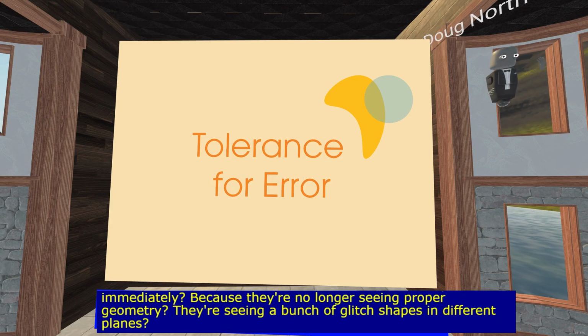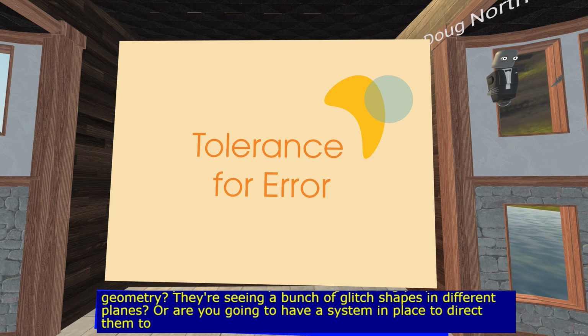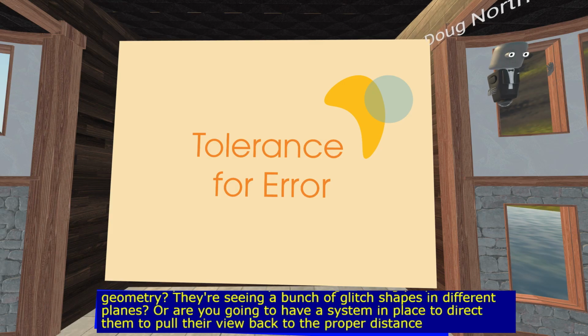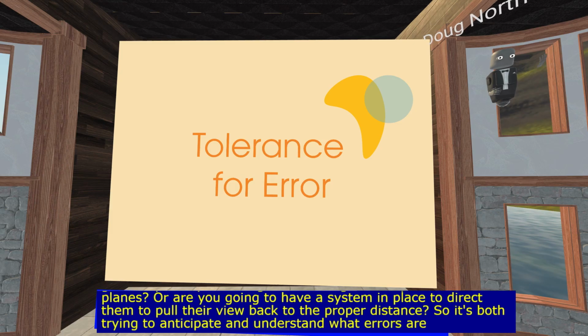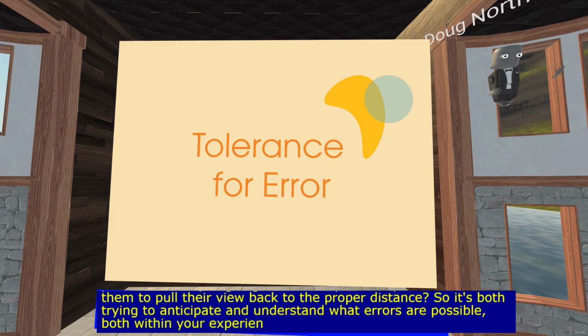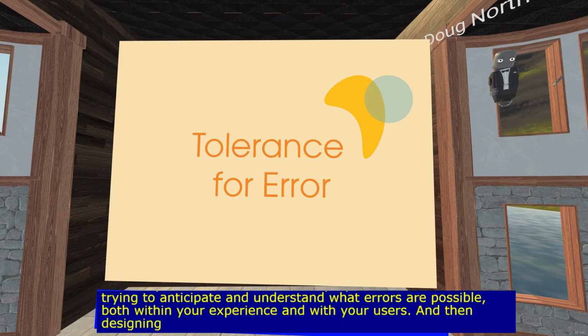Or are you going to have a system in place to direct them to pull their view back to the proper distance? So it's both trying to anticipate and understand what errors are possible, both within your experience and with your users, and then designing for those errors.